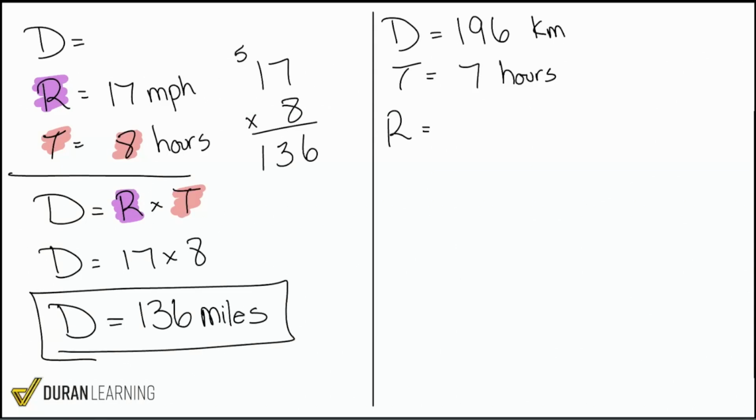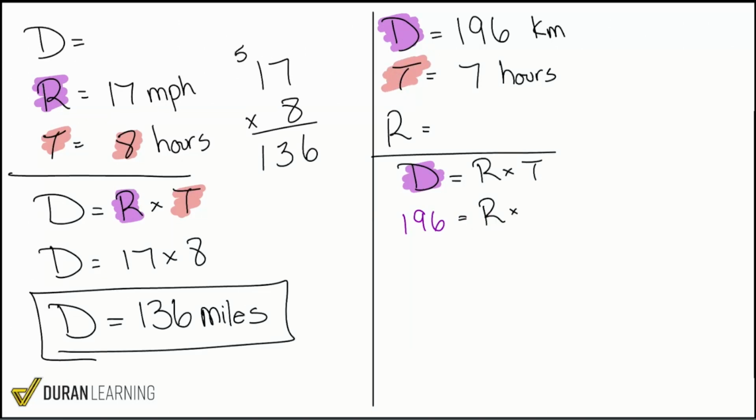So let me go ahead and set that up for us so we can see it play out. So let's suppose we fill in the formula, distance equals rate times time, and we plug in the 196 for the distance right over here. Again, just plug in what you have to the right places. So 196 equals the unknown rate multiplied by the time, which is given to us here as 7 hours.